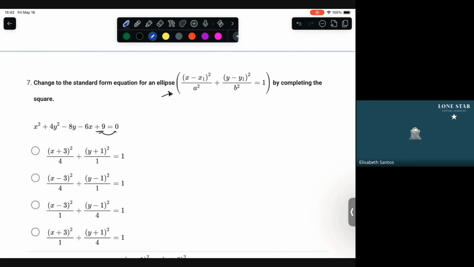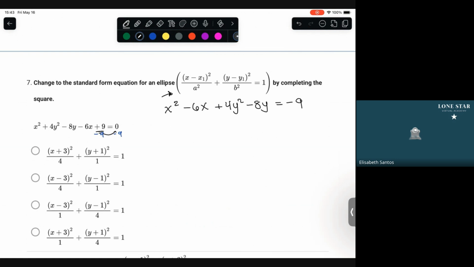The way we do that in algebra is we do the opposite, right? And we do it on both sides. So we're going to subtract 9 on both sides. And so we have x squared plus 4y squared minus 8y minus 6x. Oh, and another thing I probably should do, I should keep the x's together. So I'm going to move that minus 6x up. And then we have plus 4y squared minus 8y equals negative 9.